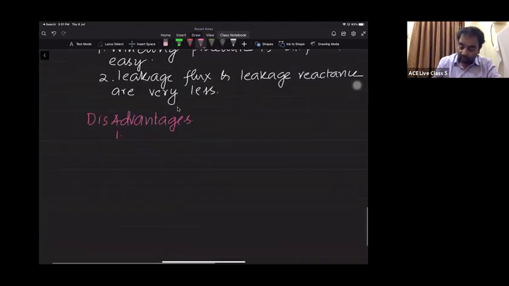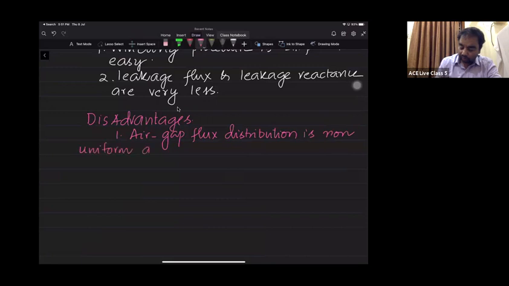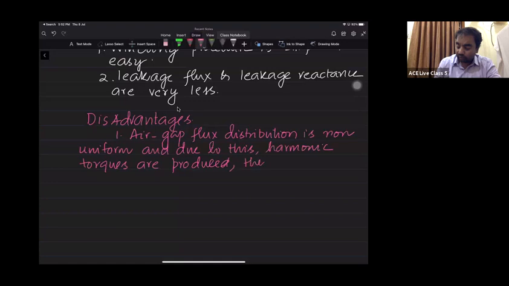Right. So I'll write: air gap flux distribution is non-uniform, and due to this, harmonic torques are produced, and these harmonic torques give rise to noise and vibrations. Noise and vibrations, right? I hope this point is clear.